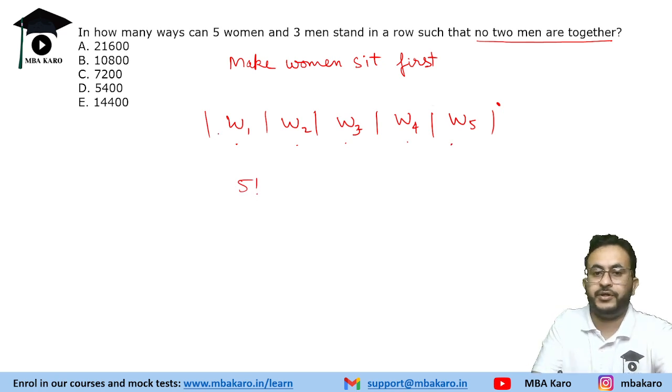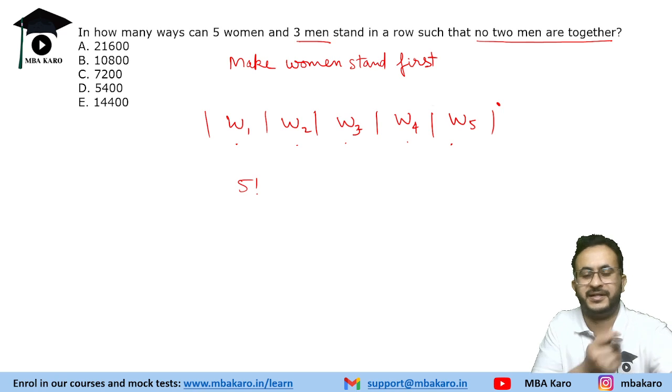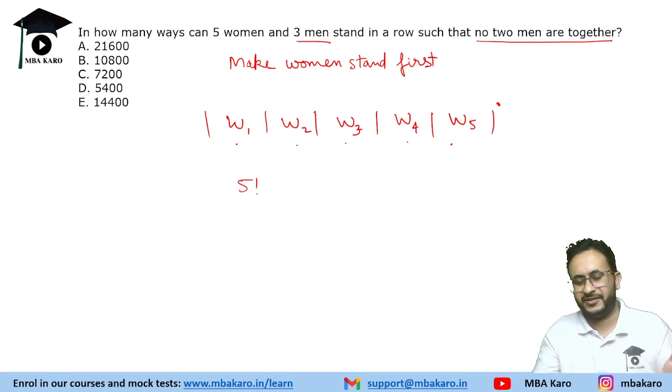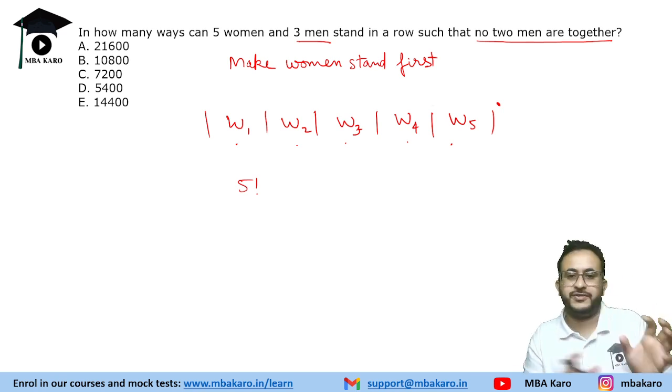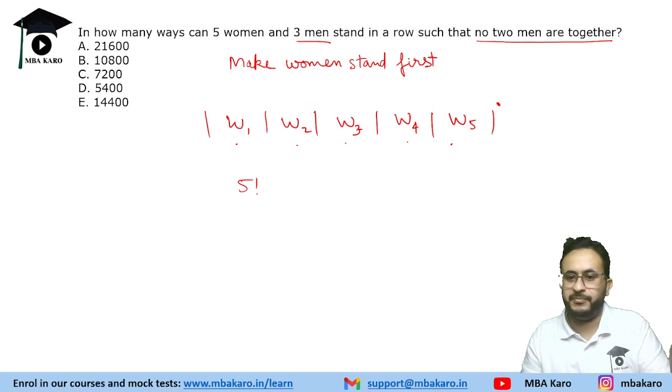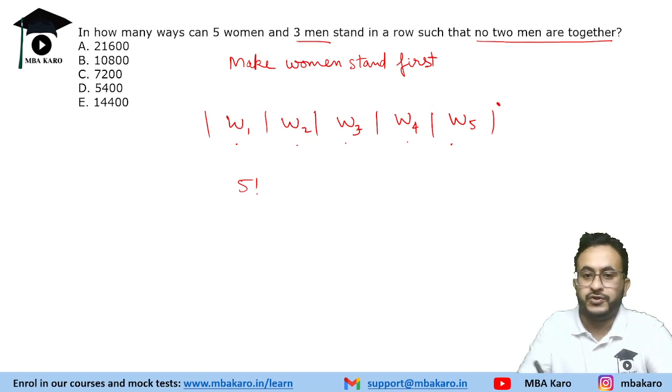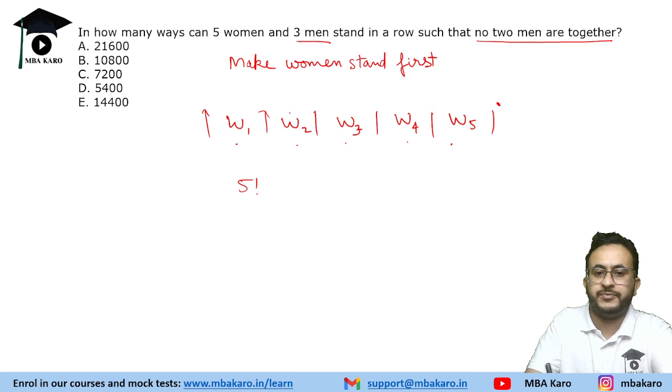Now we have to put 3 men in this, right? So they are standing. So stand first. Okay, you might be thinking he said stand and then sit. It does not matter. So first of all, women, 5 factorial ways of placing the women. Now we need to put the men in these places. So we have 6 positions. We have to put 3 men in that, right? So the first man can occupy any of these 6 positions.